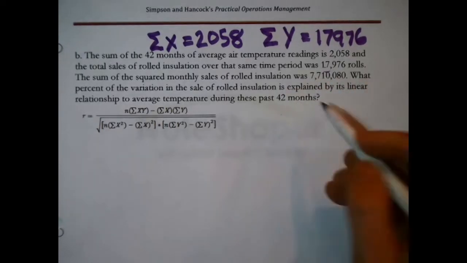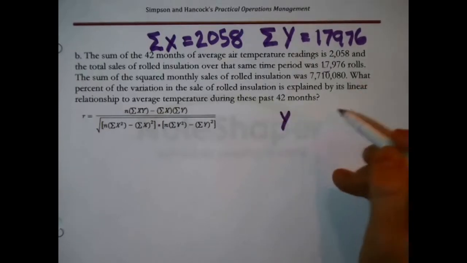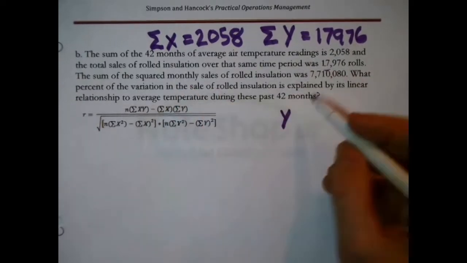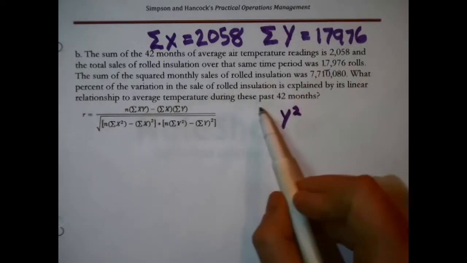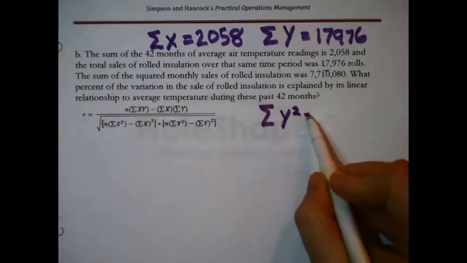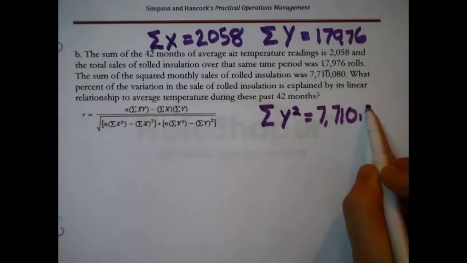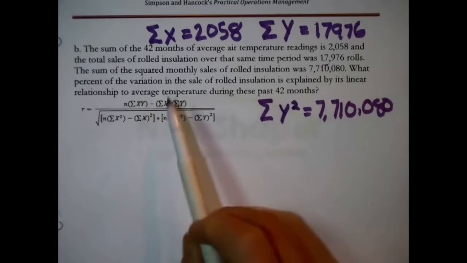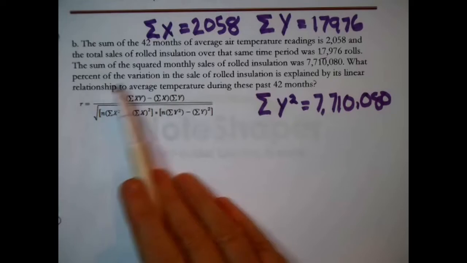The monthly sales of rolled insulation is Y. The squared monthly sales is Y squared, and summing up is sigma. That's how you describe that really large number. But I skipped one because it says total sales are, oh, no, I'm good.